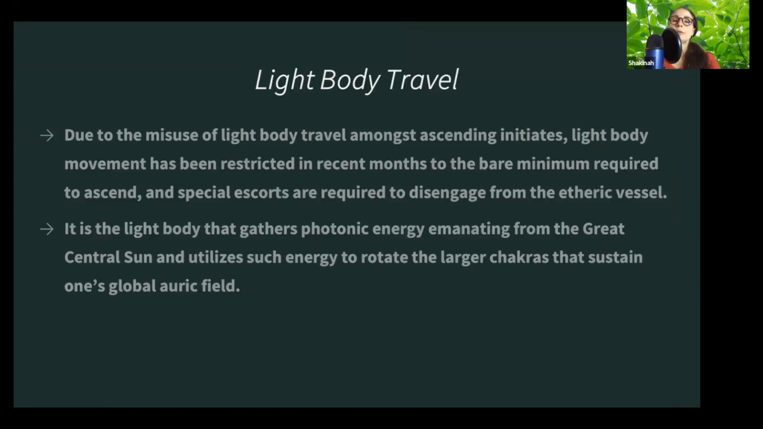Due to the misuse of light body travel amongst ascending initiates, the light body movement has been restricted in recent months to the bare minimum required to ascend, and special escorts are required to disengage from the etheric vessel. It is the light body that generates photonic energy emanating from the great central sun and utilizes such energy to rotate the larger chakras that sustain one's global auric field.